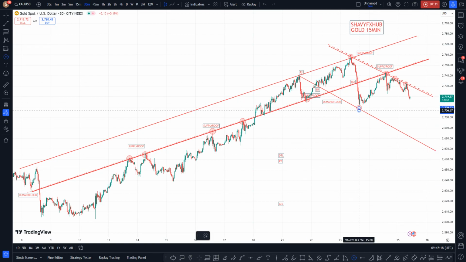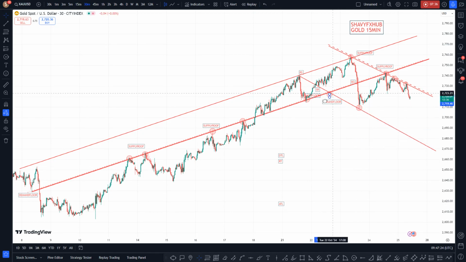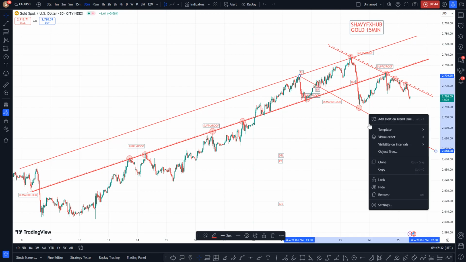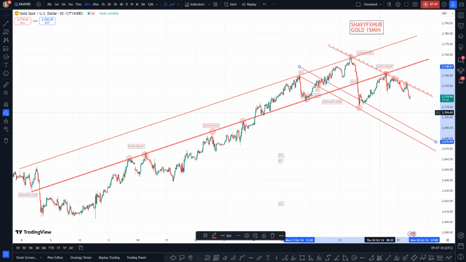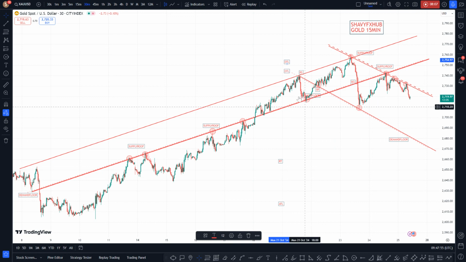So we have here on demand. Now I expect price to play back into this trap. This is a trap, a descending trend line. It will return here on demand. If price comes back here, it's still on demand. This is a descending trend line, DTL. We have two descending trend lines.